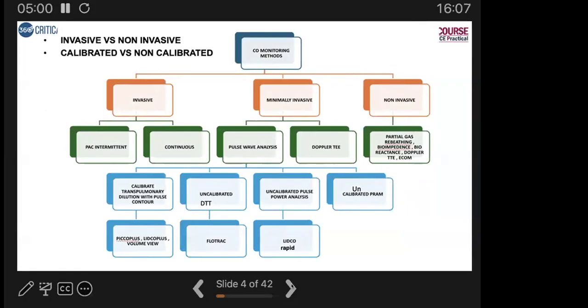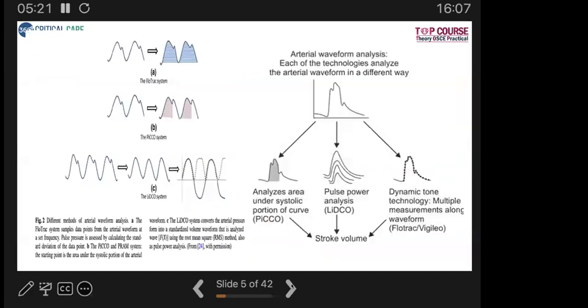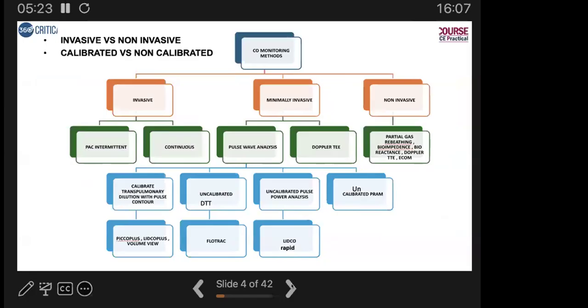The minimally invasive ones use either a pulse wave analysis technique with thermodilution or a Doppler principle. And the non-invasive ones are the impedance, the reactance, the ECOM, the pulse wave transit time, and the NICO. These are some of the non-invasive devices. So, can someone tell me what is calibration and what is a calibrated device? What is an uncalibrated device? Like, what is the concept you understand by that?